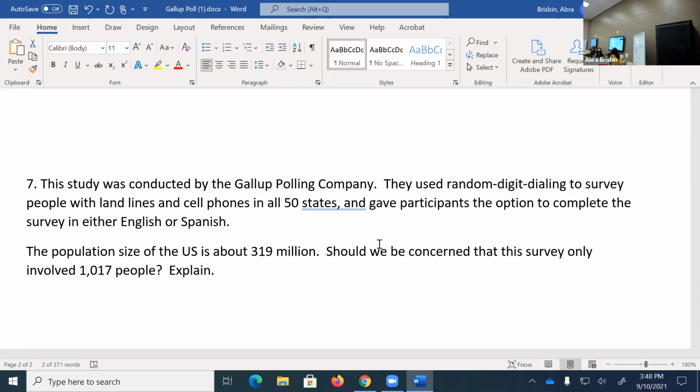They did survey people in all 50 states, and they gave people the option to complete the survey in either English or Spanish. So not other languages. So this might be underrepresenting the opinions of people who don't speak either English or Spanish fluently enough to have a phone conversation.